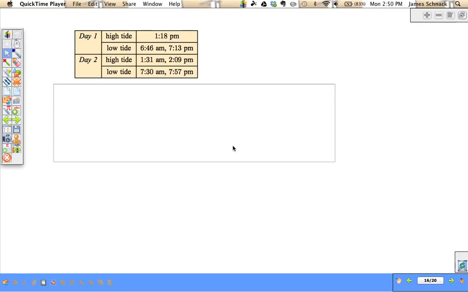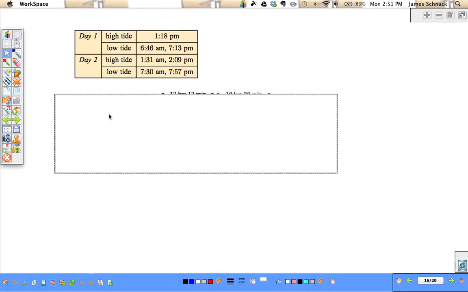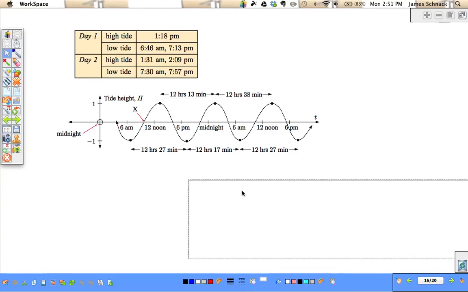Here's a second example of how we can model data with a sine wave. So here we have some data from low tide and high tide with the times on 2 different days at a beach. So what we can do is graph that with the times, 6 a.m., 12 noon, 6 p.m., midnight, 6 a.m., 12 noon, 6 p.m. So that's evenly scaled on the x-axis.